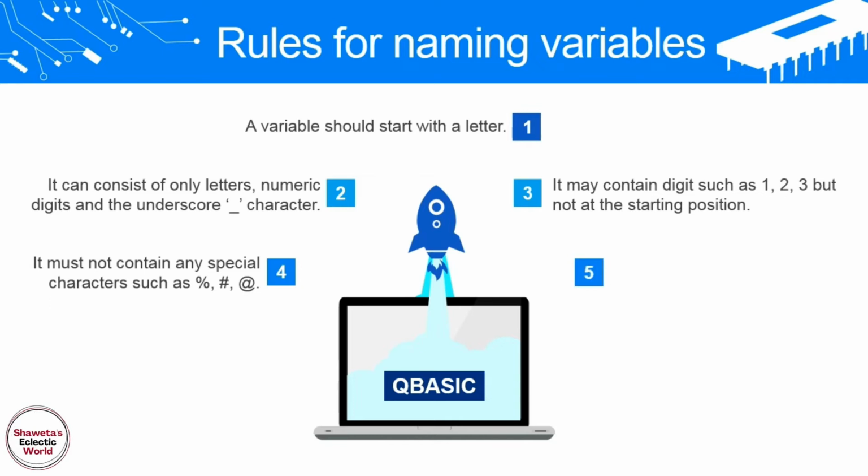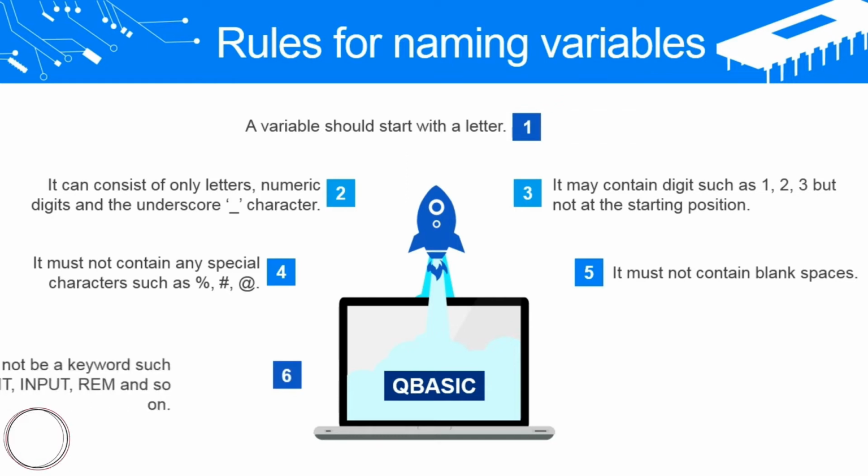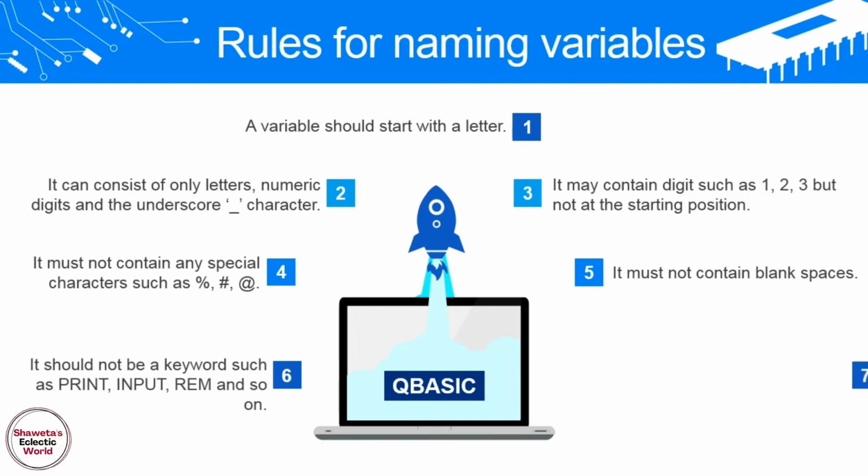Fifth, it must not contain blank spaces. The sixth one is it should not be a keyword such as print, input, rem and so on. The last rule is a string variable's name must end with the $ sign.